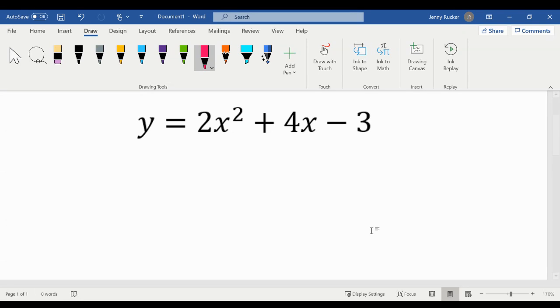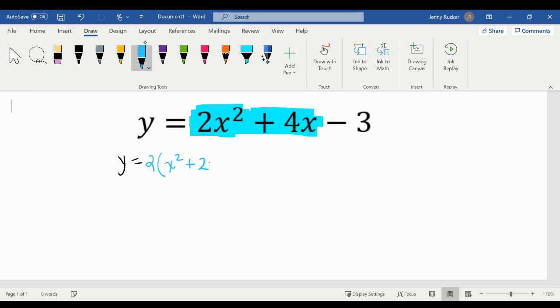In this problem, we are asked to write the equation in vertex form, and we're going to do this by completing the square. When we get to our equation, we see that our a value is not 1, so we need to factor out this 2. This is the same problem that you were working on in problems 5 and 6. So we're going to factor the 2 out from these first two terms. So that's going to be y equals 2 times x squared plus 2x.